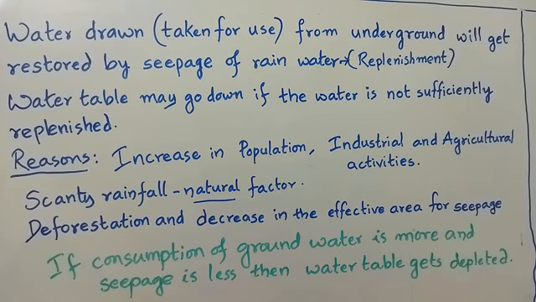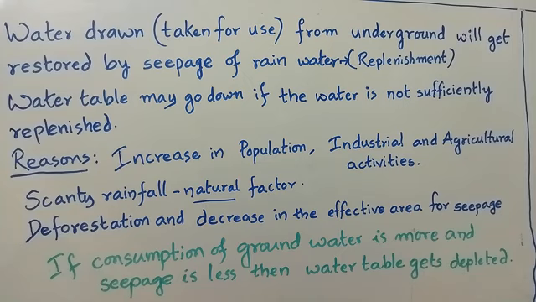So next reason is industrial and agricultural activities. Let us just take industrial activities. What are industries? Industries are the large-sized manufacturing units of various synthetic products that we use in our day-to-day life. And without water, no industry can run.